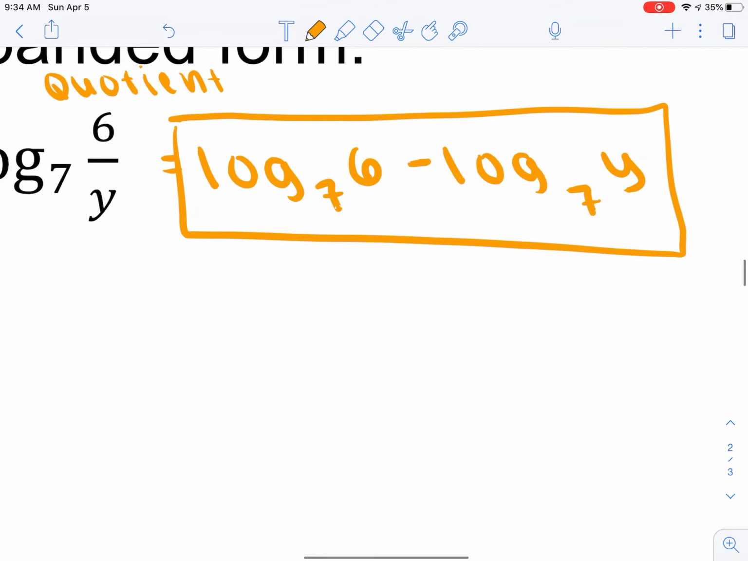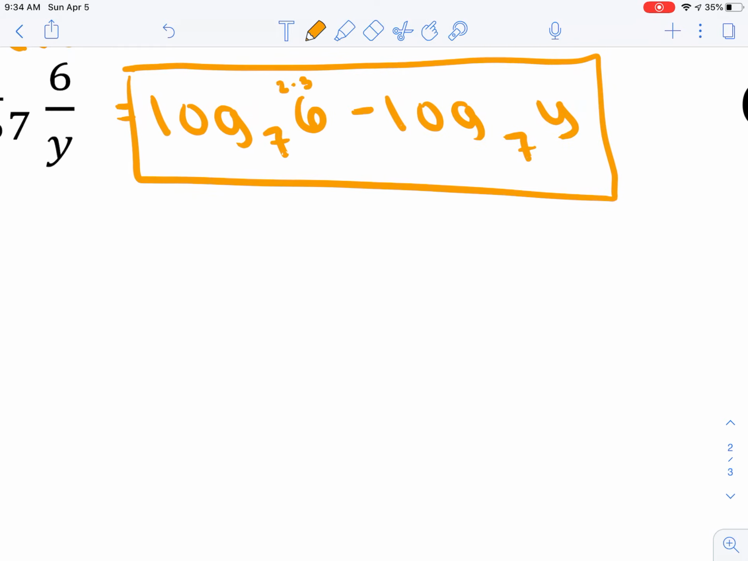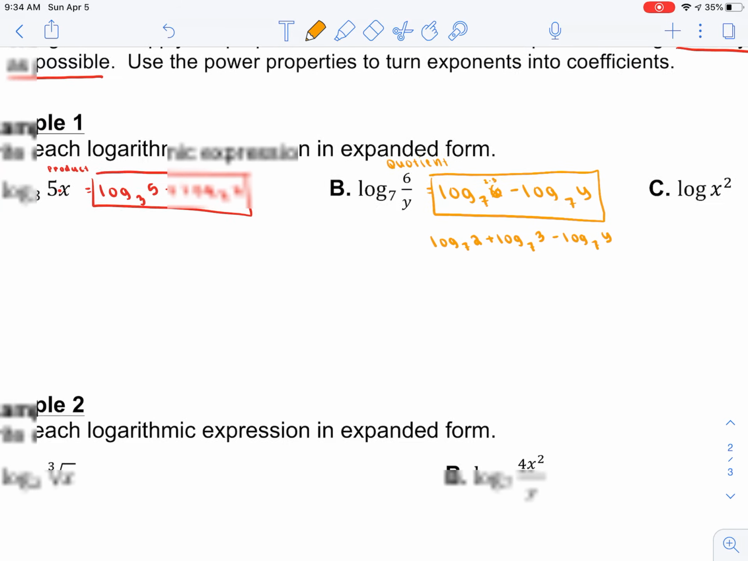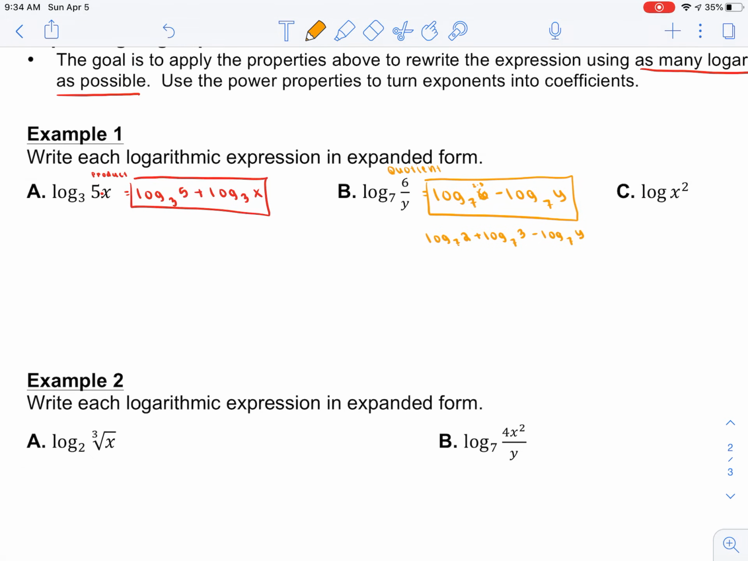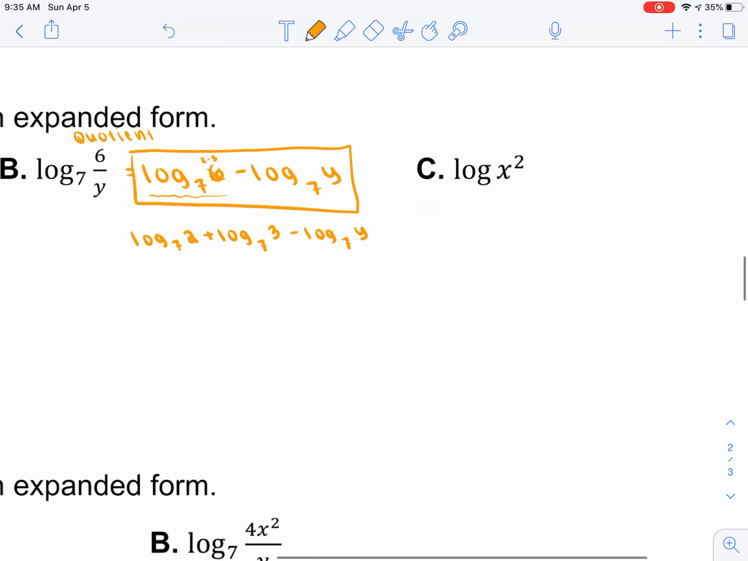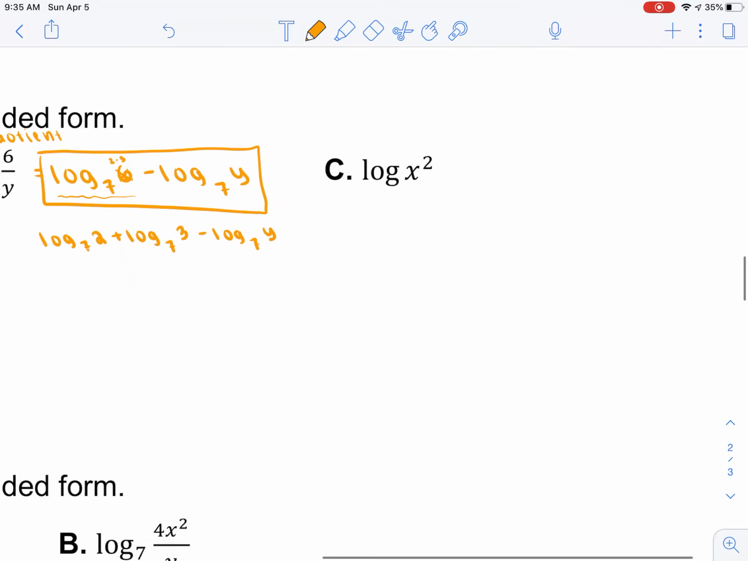Technically, I'm going to get technical with this. Because 6 is not a prime number, you can actually think of 6 as 2 times 3. And if you want to keep going, you can expand this even more by saying log base 7 of 2 plus log base 7 of 3 minus log base 7 of y. Notice if I rewrite 6 as a product of 2 and 3, I'm back to what I did for part A, where I'm expanding that product into 2 logs. So technically you can take this and expand it into 2 logs and then rewrite that log base 7 of y.